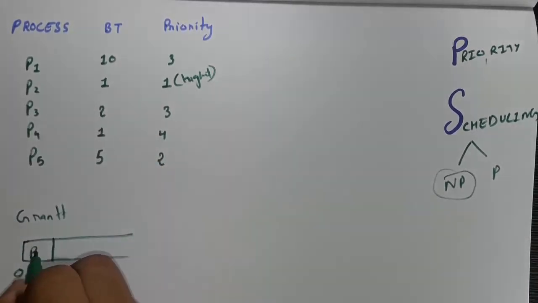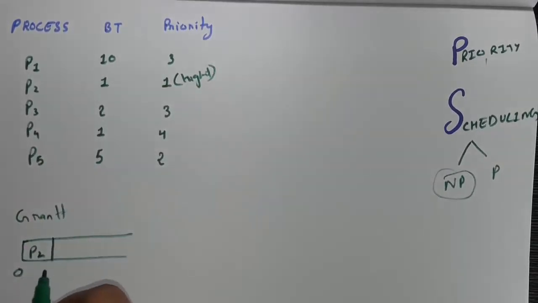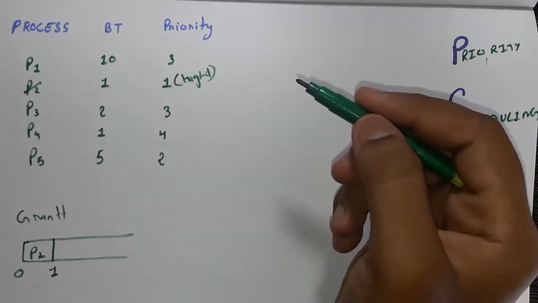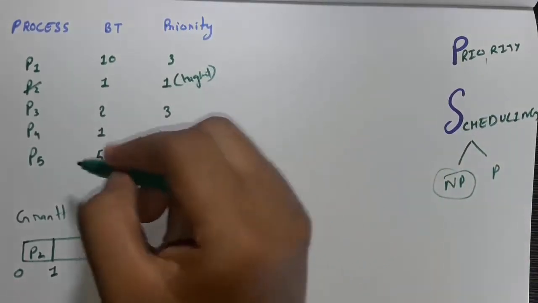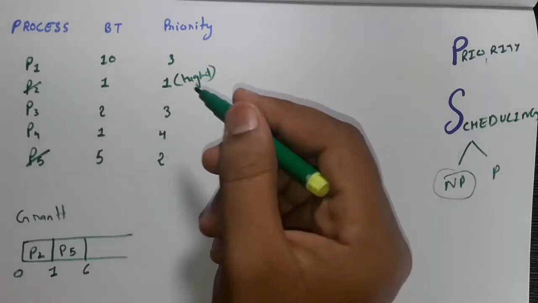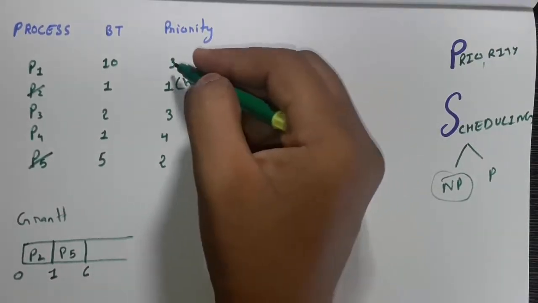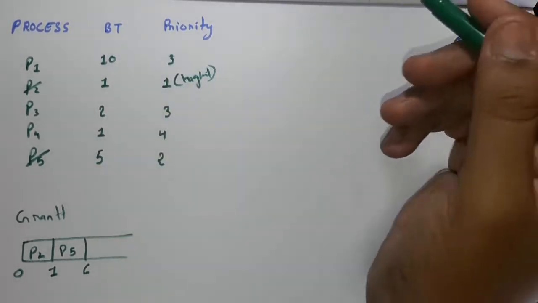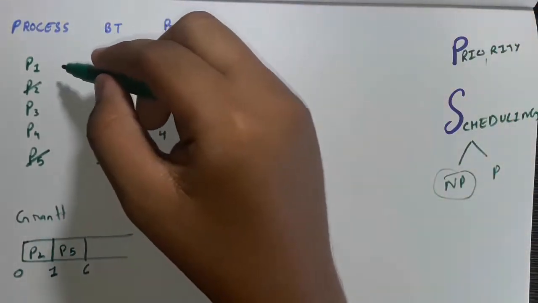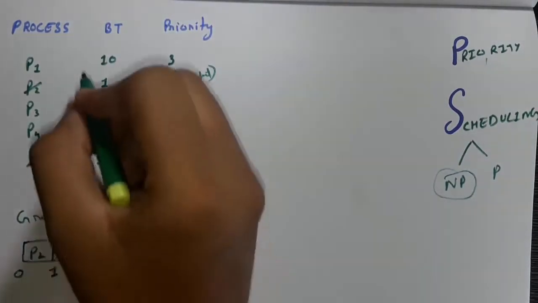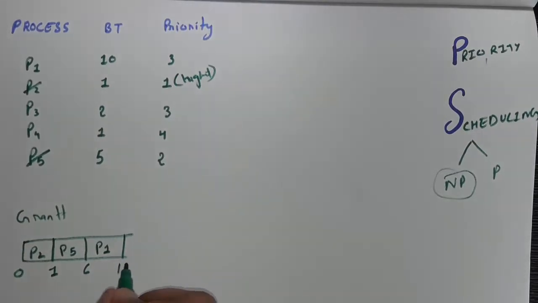P2 has burst time 1, so we will take from 0 to 1. Now we have to see the second highest priority. After 1 there will be 2, so now P5. The P5 burst time is 5, so 1 plus 5 will be 6. Now P5 is over. The third priority: you can see there are two processes with priority 3, so you have to take the process according to chronological order. P1 came first because it's on the upper side, so we will take P1 first. Because the burst time is 10, 6 plus 10 will be 16.